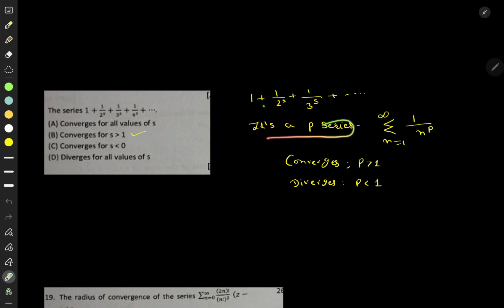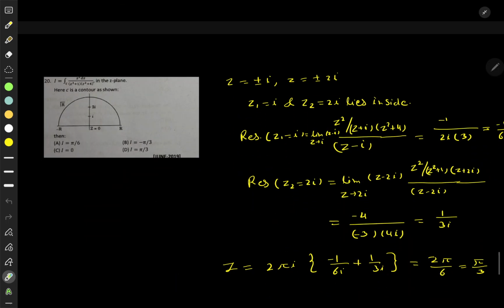It is simply the p series, 1 upon n raised to the power p, and if p is greater than 1 it converges, and if p is less than 1 it diverges. Same question we have done earlier.